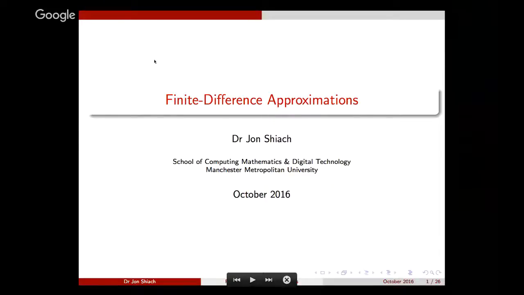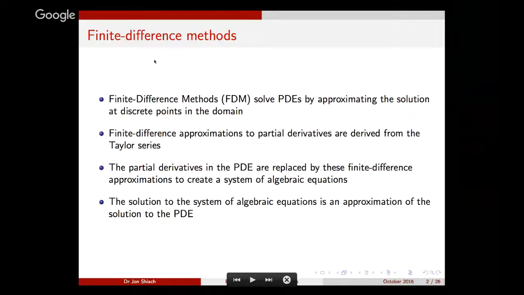Okay, so what we're going to be looking at today is finite difference approximations. The finite difference methods are built on what we call finite difference approximations. What they do is they solve PDEs by approximating the solution at discrete points in the domain.